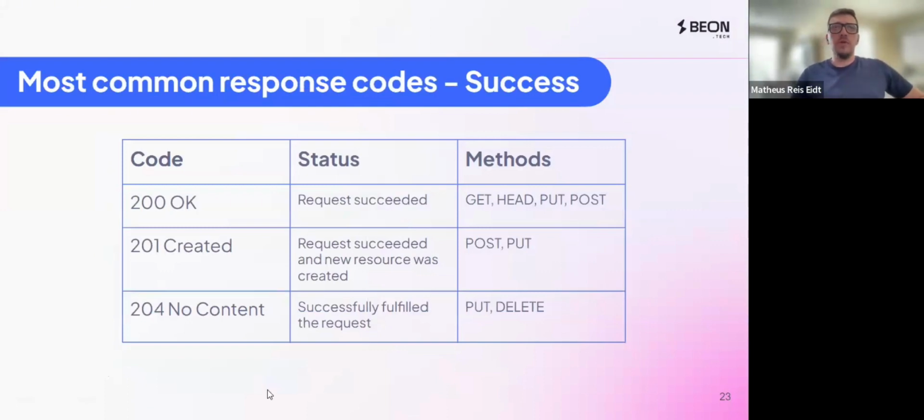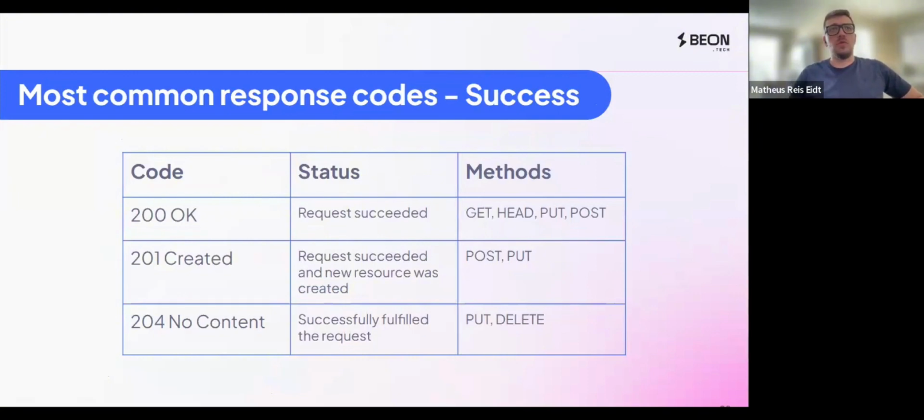On the 200 range, we have the success response codes. Those are the most common response codes on APIs, and they mean this. The 200 OK means that the request succeeded. For example, the user received the correct information he wanted, or something was created on the server side. The methods we have here are just a suggestion, because again, REST is not a standard, so you can use any method you want, but the indicated ones are GET, HEAD, PUT, and POST.